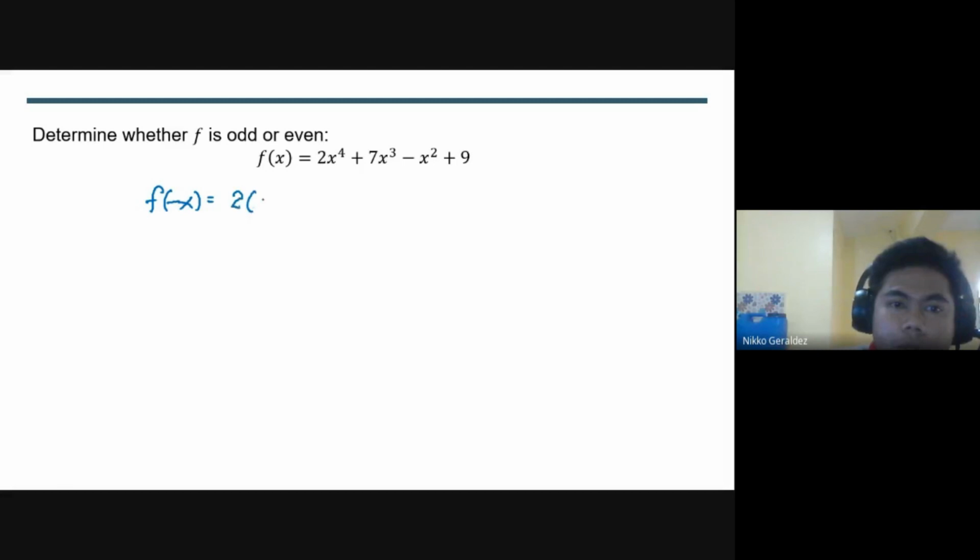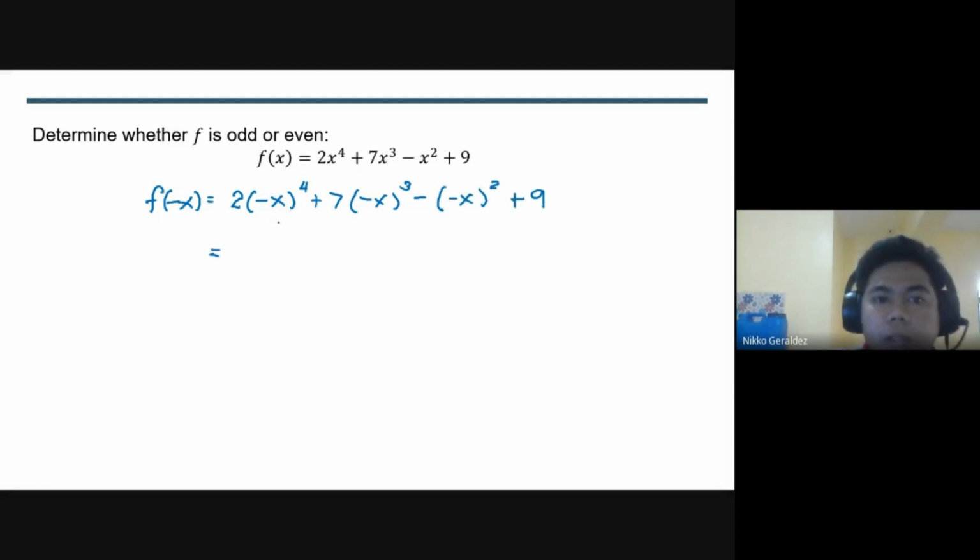So, 2 times negative x raised to 4 plus 7 times negative x raised to 3 minus negative x squared plus 9. So negative x raised to 4 is positive x raised to 4, so you have 2x raised to 4. Negative x raised to 3: negative x cubed times 7, so negative 7x cubed. Negative x squared, so positive x squared times negative. So negative x squared plus 9.